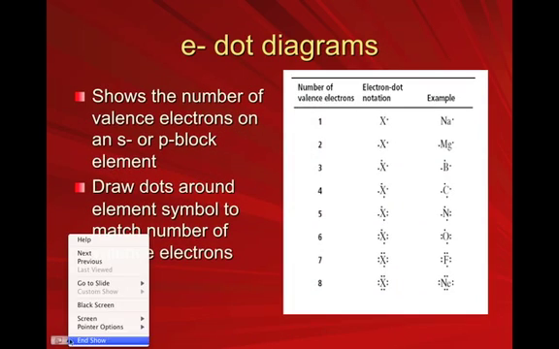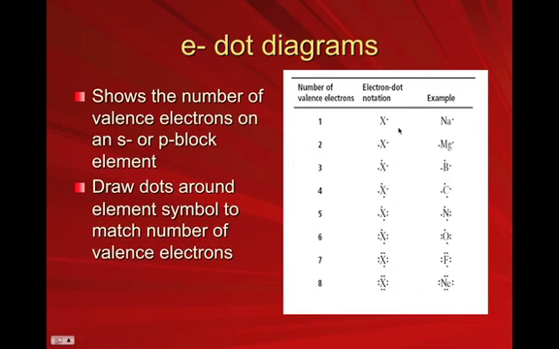When you're drawing the Lewis dot diagrams, all you have to do is look at what group the element is in. If it's an S block, then the number of valence electrons is equal to the group number. If it is a P block, then you take the group number minus 10. So like group 13 has 3 valence electrons, 14 has 4, and so on.